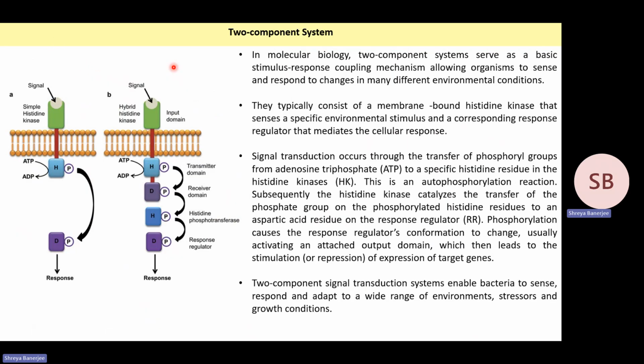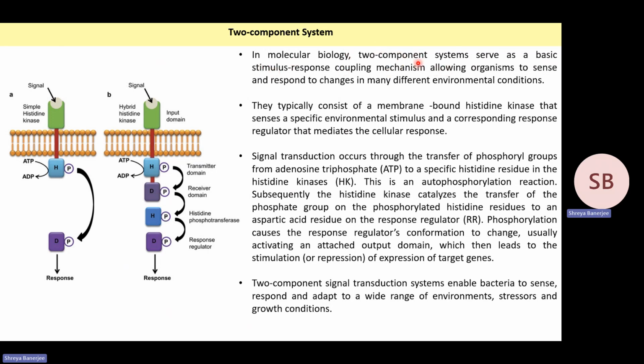Now, in molecular biology, the most basic system is a two-component system, which is a basic stimulus response coupling mechanism, allowing organisms to sense and respond to changes in many different environmental conditions. So suppose you touch something hot, the stimulus is the hot thing, and the response is that you move your hand away. That is the basis of a two-component system.